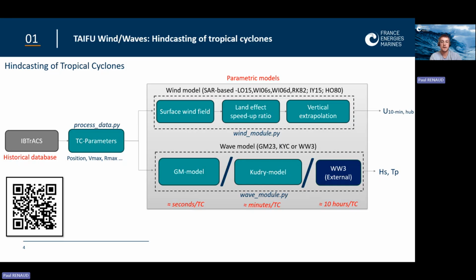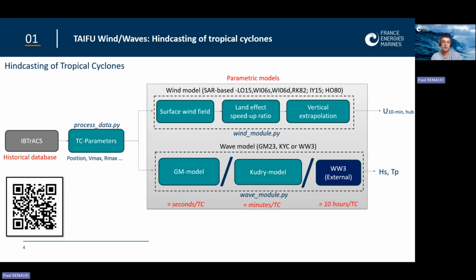The surface wind field provides the wind field at 10 meters above the mean sea level, and then the user can specify a speed-up ratio, which is a coefficient applied to the undisturbed wind speed to account for upstream local topographic effects. And then the surface wind is extrapolated at hub height using a logarithmic profile and the drag coefficient from the WAsP formulation.